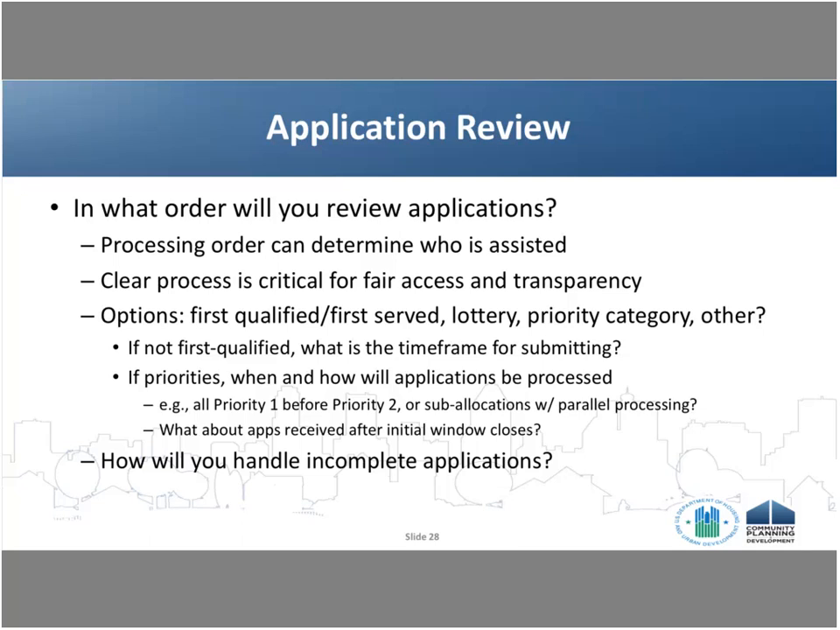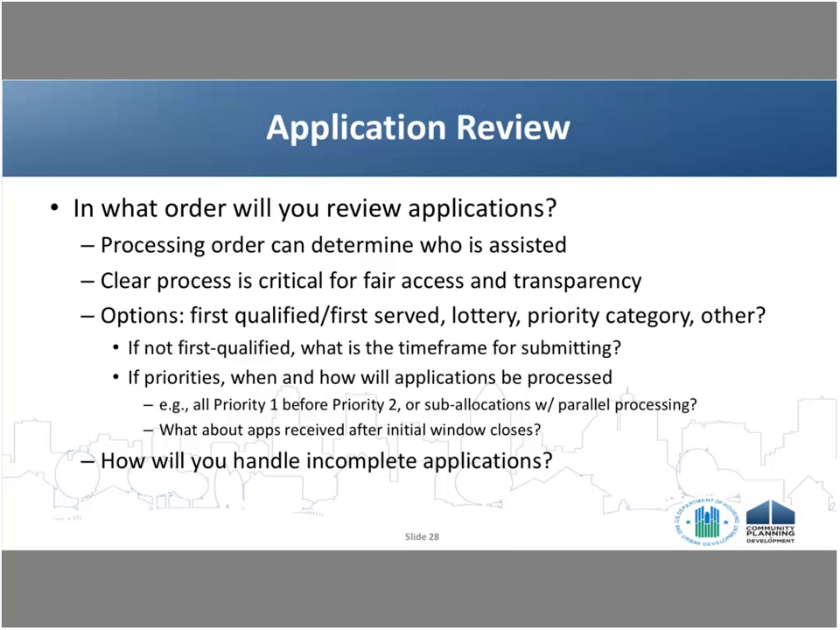For example, if you receive an application after the closing of the window that is your priority one or highest priority, will that be considered before lower priority applications received during the open window? We're just suggesting that you need to think through your procedures for how you're going to handle this processing, because you won't have the funding to assist every household that might be eligible, and you're going to have a lot of applicants that are going to wonder why they never had a chance at the funding.